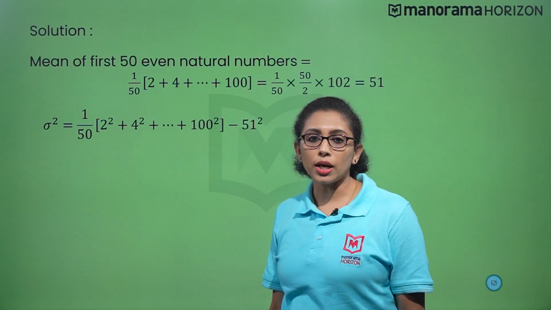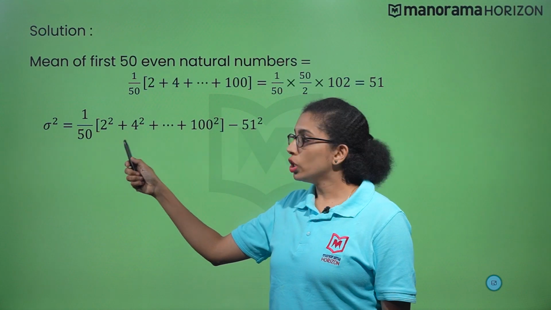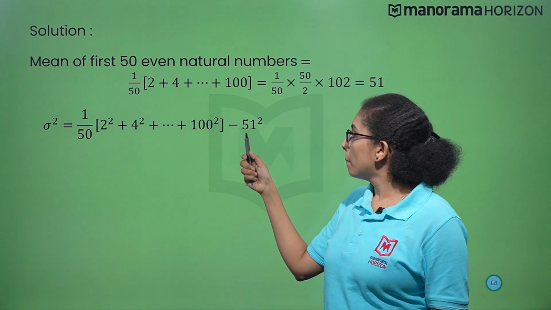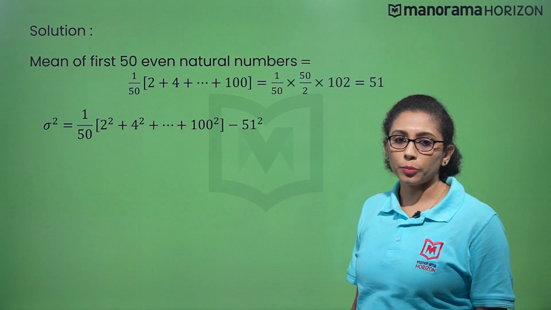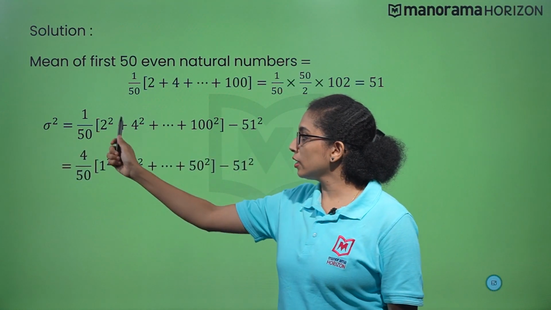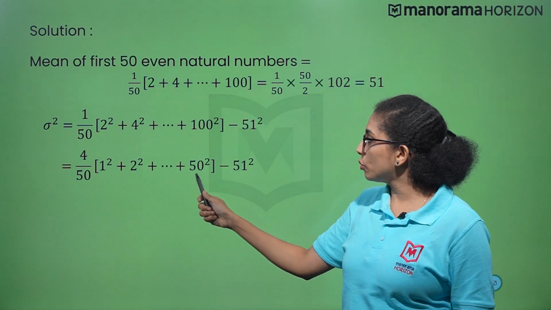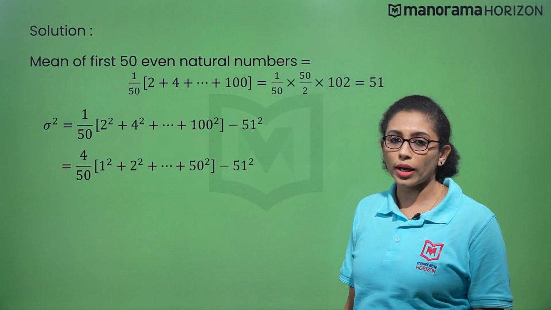Variance is nothing but 1 by 50 into (2 square plus 4 square plus up to 100 square) minus 51 square, which is equal to, taking 4 outside, 4 by 50 into (1 square plus 2 square up to 50 square) minus 51 square.